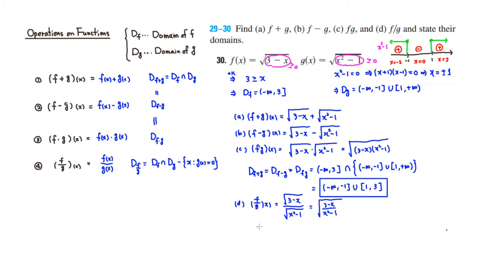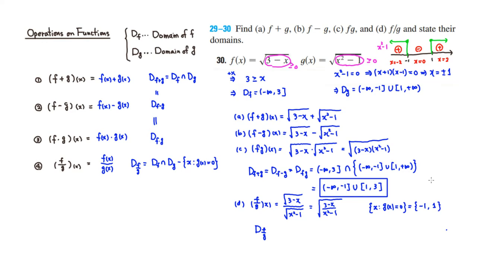Alright, so in order to find the domain of f divided by g, we need to find the x values that make the denominator equal to 0. So we want to find the x values where g of x is 0. So we can set g of x equal to 0. We actually did that up here. It's plus or minus 1.